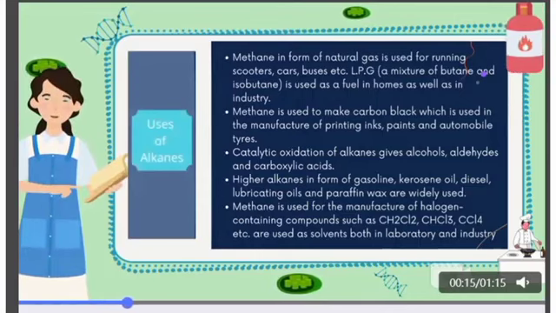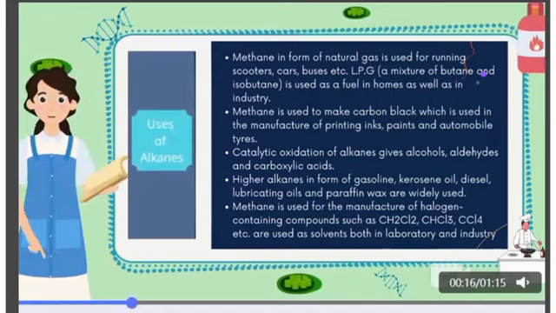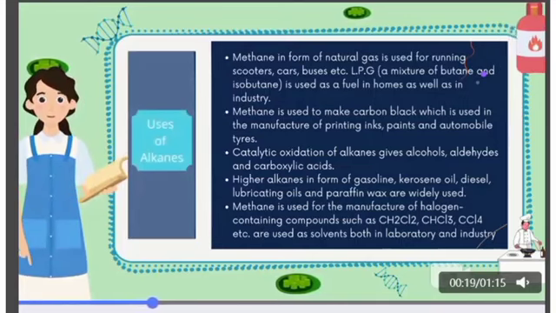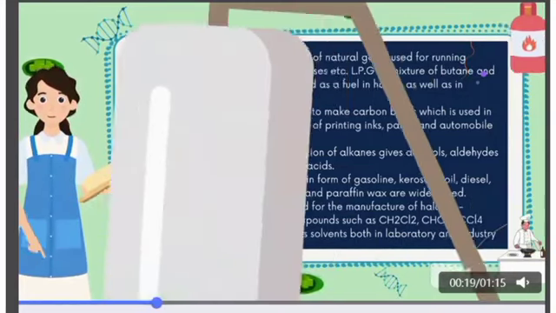Higher alkanes in the form of gasoline, kerosene oil, diesel, lubricating oils, and paraffin wax are widely used. And methane is used for the manufacture of halogen-containing compounds such as CH2Cl2, CHCl3, CCl4, etc. They are used as solvents both in laboratory and industry.